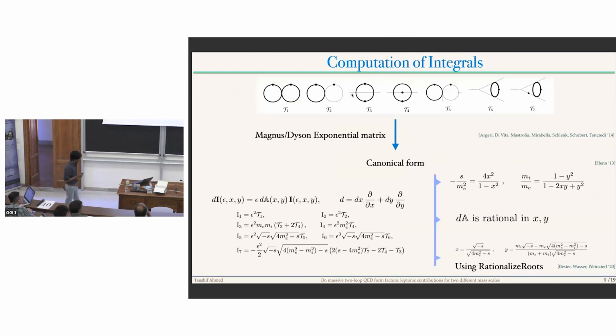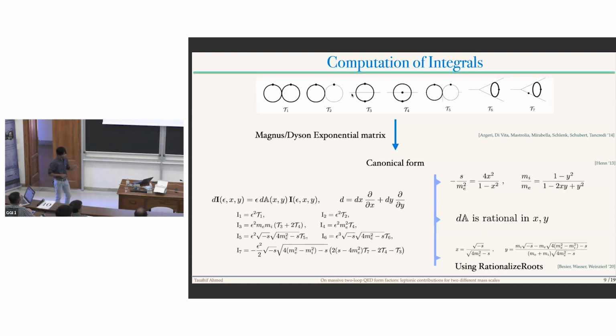So let me briefly mention how we compute these integrals. For this case, there are only 7 master integrals present, and we convert them into a canonical form utilizing the method of the Magnus and Dyson exponential matrix.